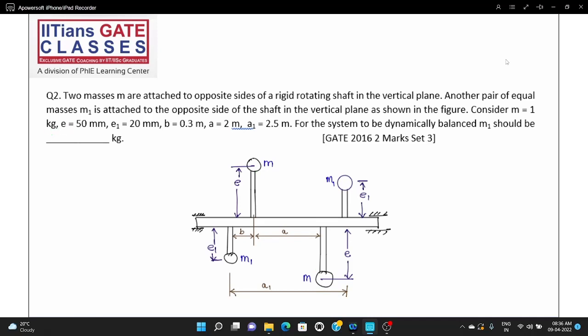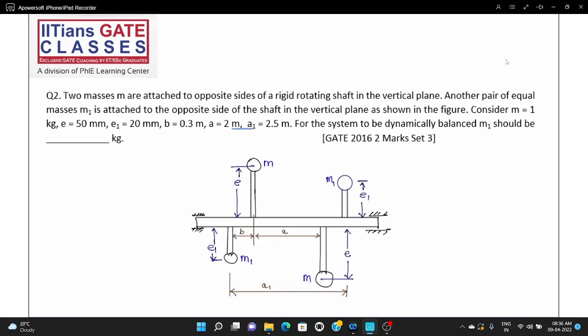e is equal to 50 mm, e1 is equal to 20 mm. So these dimensions are given. b is equal to 0.3, a is equal to 2, a1 is equal to 2.5. For the system to be dynamically balanced, M1 should be equal to what? So this is a classic question of dynamic balancing.